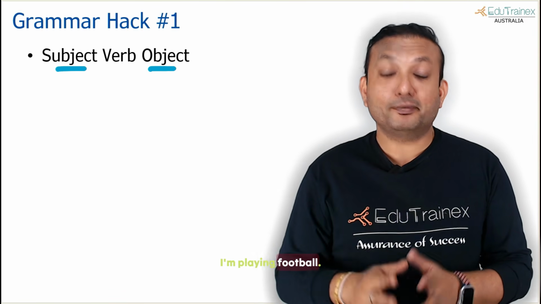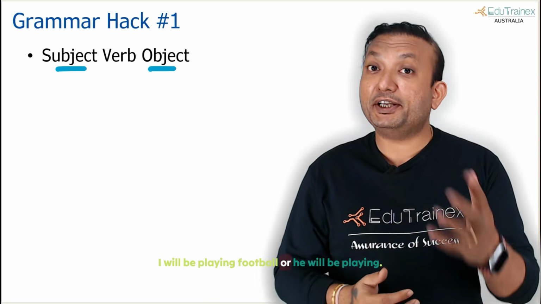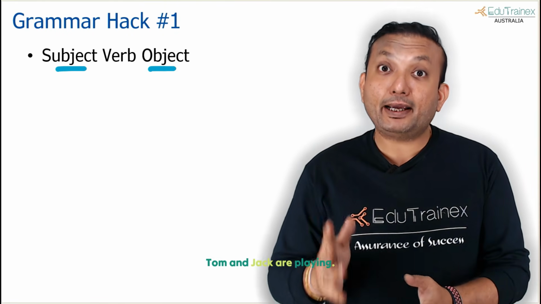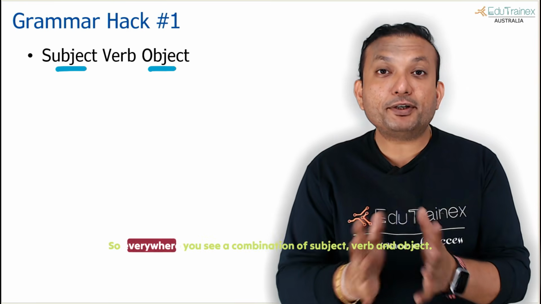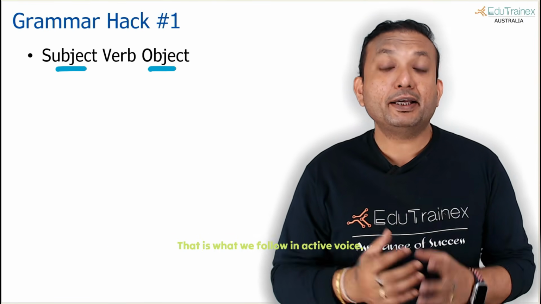I am playing football, continuous. I play football. I will be playing football, or he will be playing. Tom will be playing. Tom is playing. Tom and Jack are playing. So everywhere you see a combination of subject, verb, and object. That is what we follow in active voice.